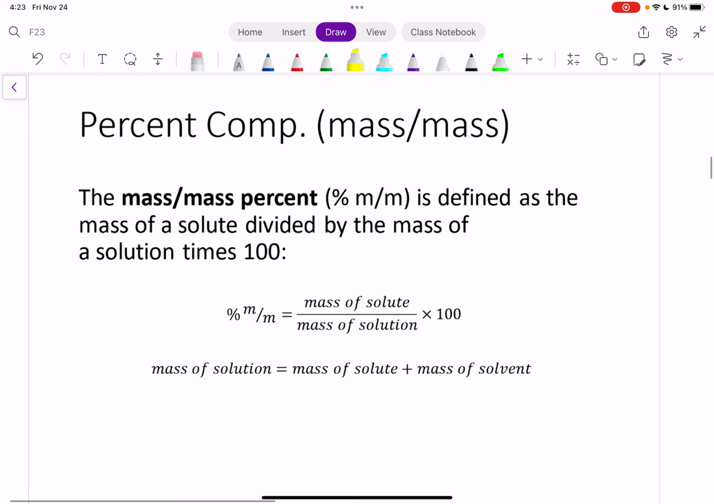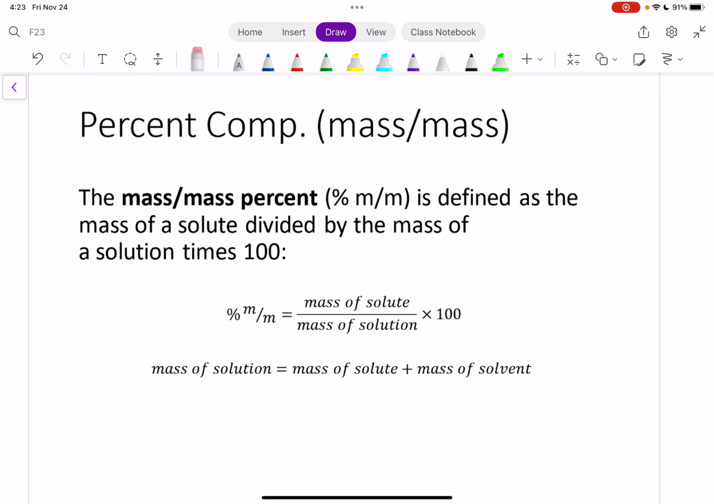So the first one I want to talk about is one of our percent composition ways of describing our concentration, and that's mass by mass. So the mass by mass percent, sometimes denoted like this, percent mass or m/m, is defined as the mass of a solute divided by the mass of a solution and then times 100. Just like in our percent yield calculation, there's a times 100 at the end. That's just to get it into the percent form, because we're going to be dividing and we'll get a fraction out of this number here, and then we multiply by 100 to put that decimal into a percentage.